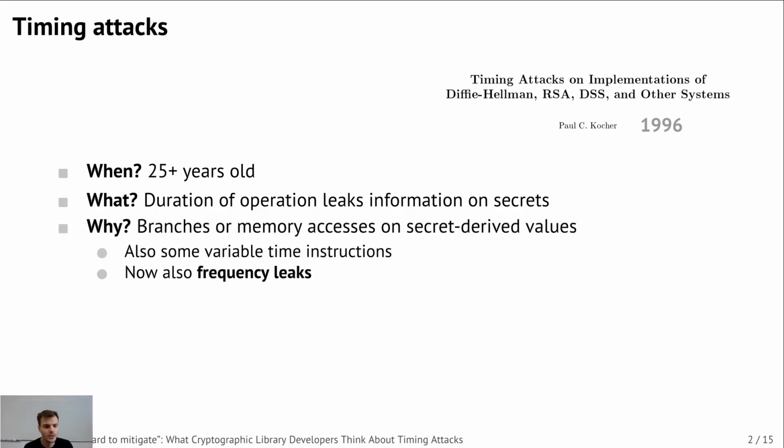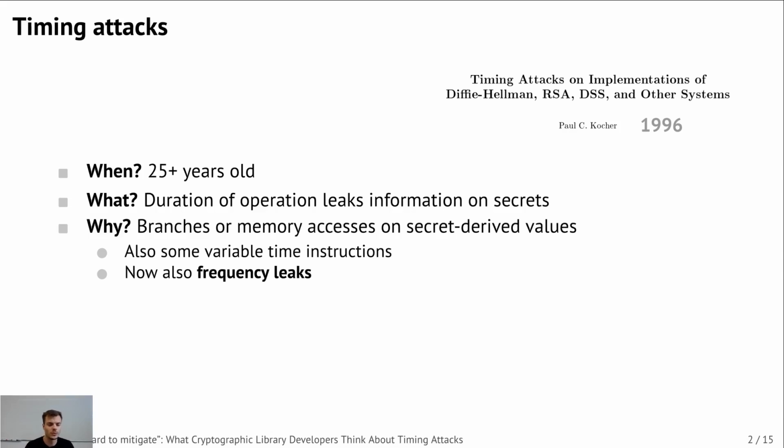Why this happens is mostly due to branches or memory accesses based on these secret-derived values. You would have a condition on a secret key bit in code, or memory access based on some secret-derived values, like in a table-based AES implementation, or a conditional jump, like in scalar multiplication in elliptic curve cryptography. You would do a jump based on a key bit.